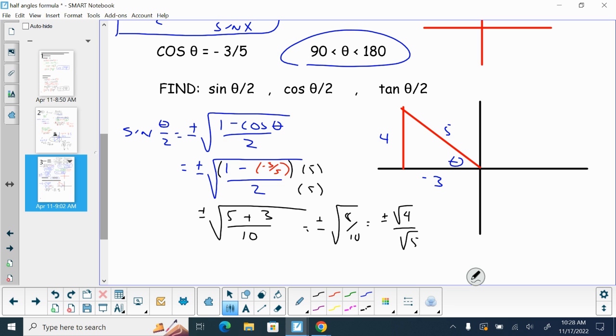So we have plus or minus square root of 4 over square root of 5. Square root of 4 we can do, it gives us 2 over square root of 5. And then we can multiply top and bottom by radical 5. So we have plus or minus 2 square root of 5 over 5. But the other issue that we have to deal with still is this plus minus. We have to make a decision, is it positive or negative?